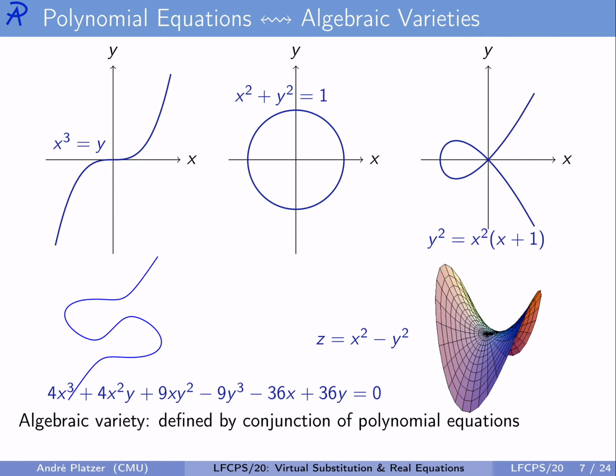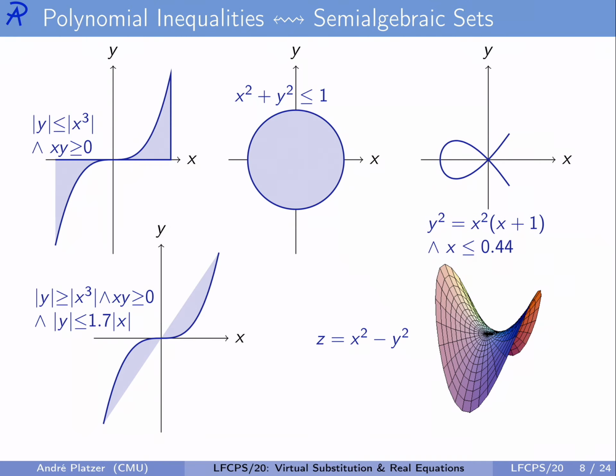Which means conjunctions of polynomial equations actually define algebraic varieties, which are directly the geometric counterpart of the polynomial equations we're writing down here. And likewise for inequalities. For example, this blue region here is the set of all points where the absolute value of y is less or equal to the absolute value of x cubed.